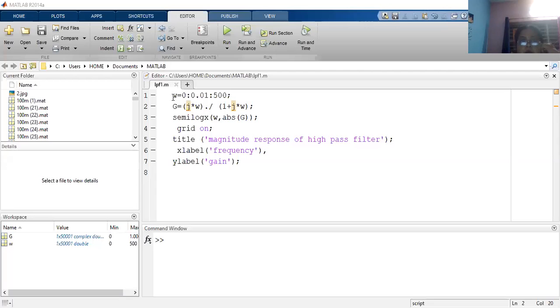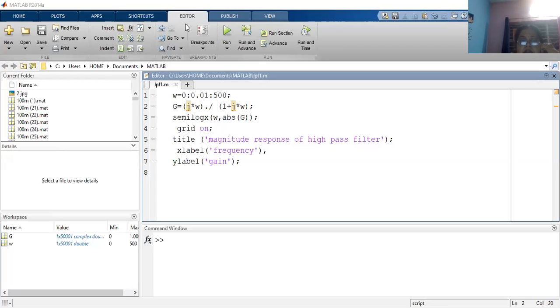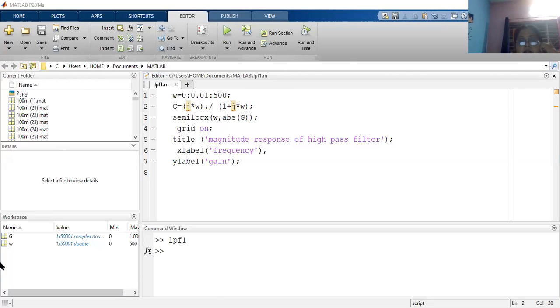In this, I have written the MATLAB code for this program. W, G, we have defined the gain. Semilog, we have defined on the semilog axis W and absolute value. Grid on, we have put the title magnitude response of the high-pass filter. We have X label and Y label. After writing this program in the editor window, we have run this program, and the plot will be like this. For the low frequency, the gain is small or 0, and as we increase the frequency, the gain tends to 1.